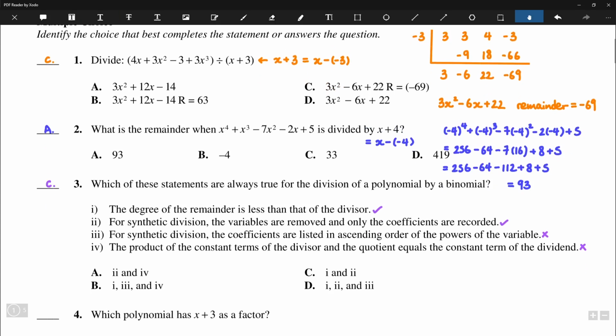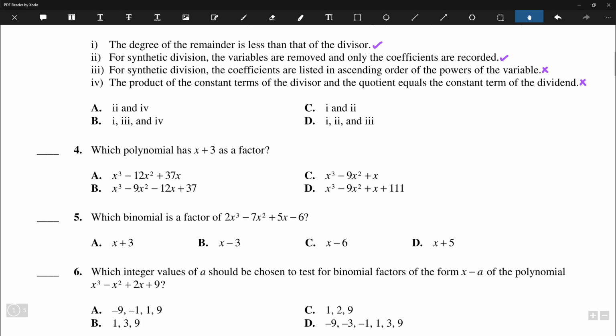Okay, let's move on to number 4. Which polynomial has x plus 3 as a factor? We could substitute negative 3 into each one of the 4 polynomials and find out which one of them is equal to 0, and that will be the one that has x plus 3 as a factor. Alternatively, we can just look at the constant terms of each one of these polynomials. The one that has 3 as a factor will be the answer because of the integral zero theorem.